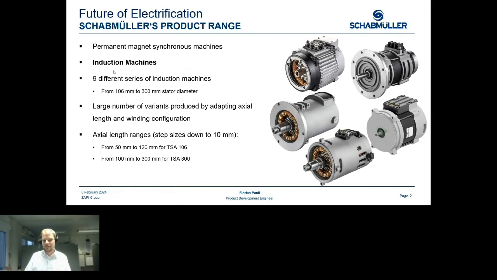As an example, the active length ranges from 50 millimeters to 120 millimeters for our smallest machine series, the TSA 106. In this nomenclature, the 106 stands for the outer diameter in millimeters. And it ranges from 100 millimeters to 300 millimeters active length for the TSA 300.